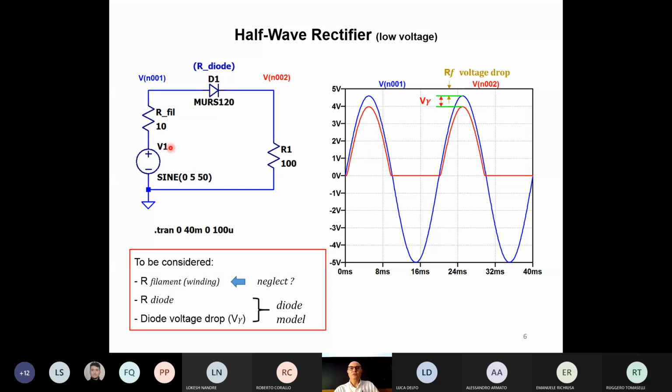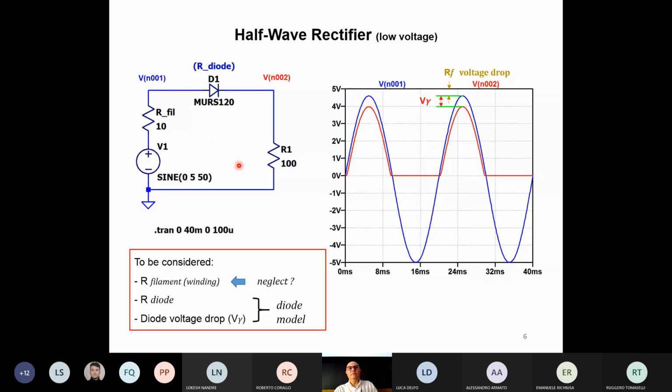What happens is that during the positive peaks, the diode conducts. So there is a current in this loop. The current in the loop will give you a voltage drop across the resistance. That's why the output voltage will not reach 5 volts anymore.